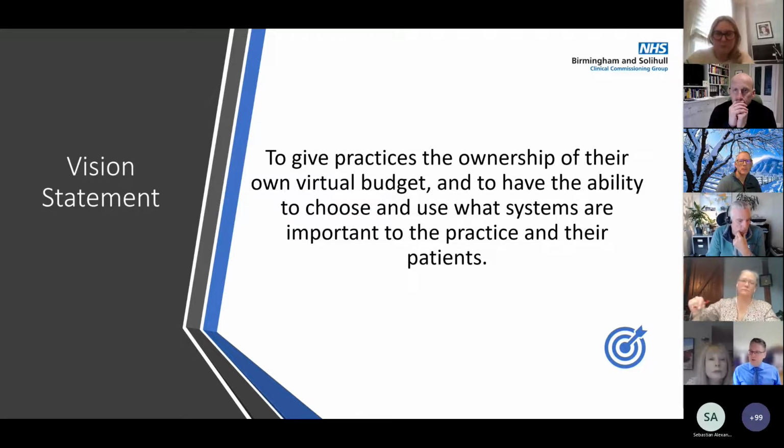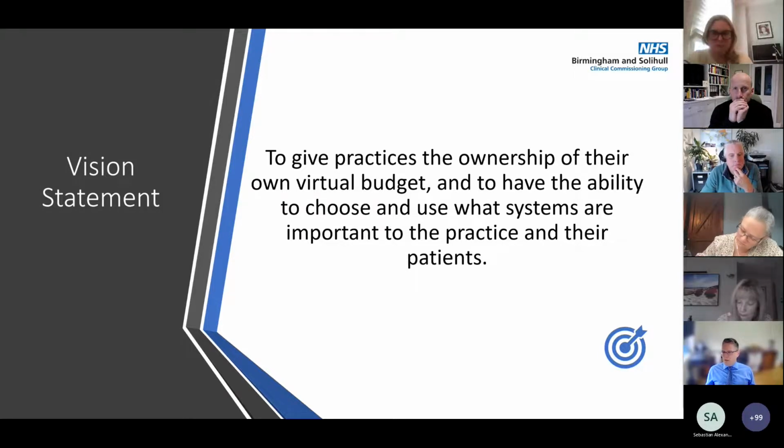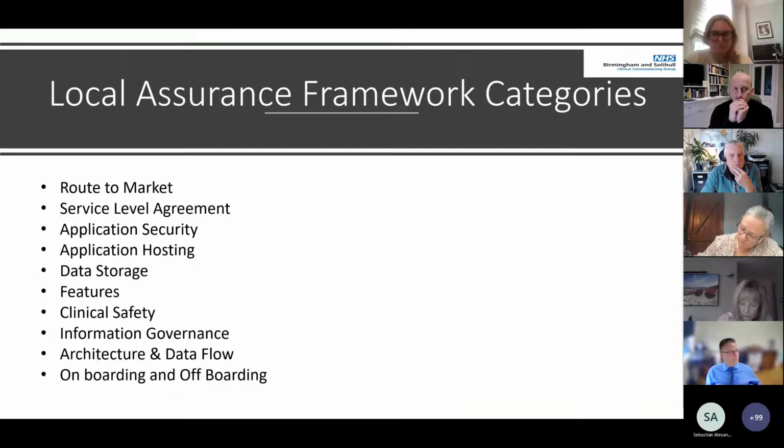However, having realized we were going to hand this responsibility over to practices, we also realized that we need to help those practices in choosing those products. What we didn't want was a whole range of weird and wonderful products that didn't allow us to meet our obligations in terms of information governance, clinical safety, cybersecurity, etc. So we realized that there was another step to giving practices choice, and that was enabling them to make good choices. And so that's where our local assurance framework came from.